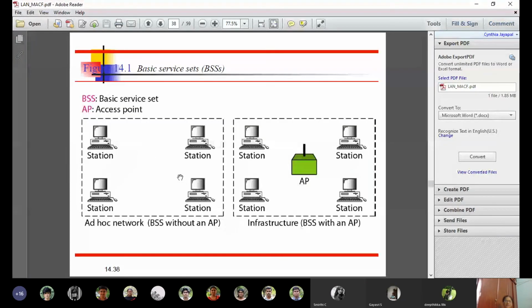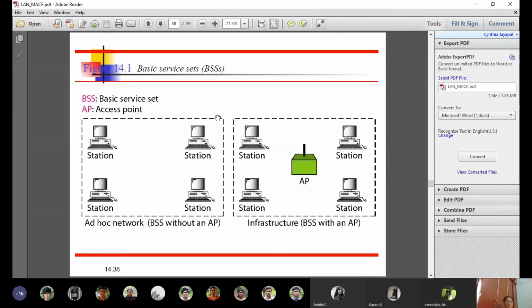In case of Wi-Fi, there are two different types of network. One is the basic service set without an access point, and another is the basic service set with an access point. So without an access point, suppose we have 4 different laptops in our class. Have you ever tried connecting two laptops in a wireless fashion? That is called an ad hoc network.